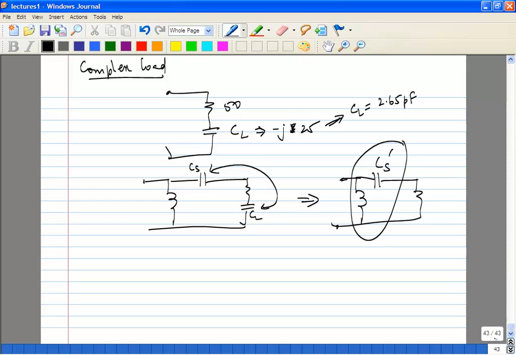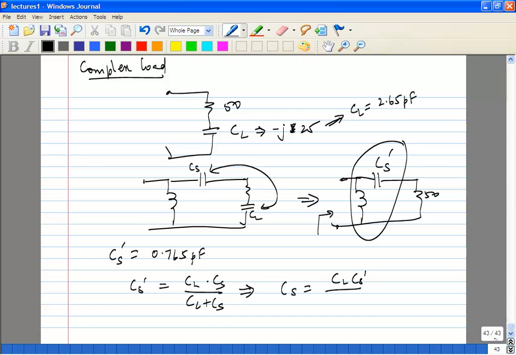Now the way to do it, as we saw last week, is to combine these two into a single cap. You know that 50 ohms is matched to 200 using a CS, let's say in this case CS prime. From our earlier work, that was 0.765, and I think this was 7.6 nanohenry or something. We also know that CS prime is CL CS over CL plus CS. Of course you know CS prime, you know CL, you want to find out CS, which is part of your matching network. So this will give you CS equals CL CS prime over CL minus CS prime.